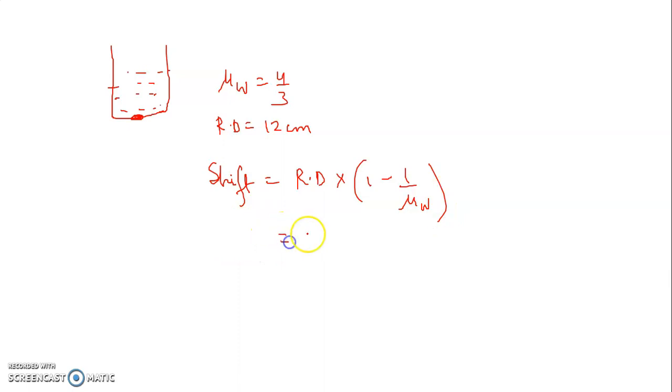All right, so real depth kitna hai? 12. You can convert it to the SI unit. If you let it be in centimeter, your answer will come in centimeter. 1 by 4/3. So if you calculate this, you're going to get 3 centimeter as the shift. All right, so do you want one more question? We can discuss one more question.